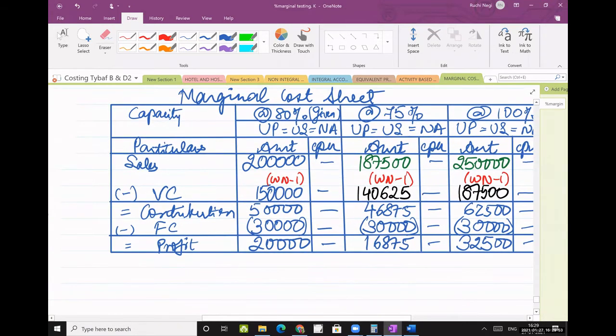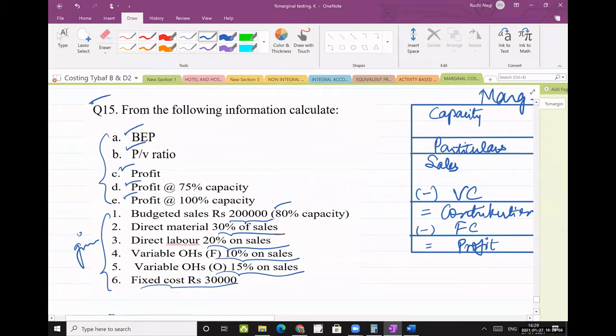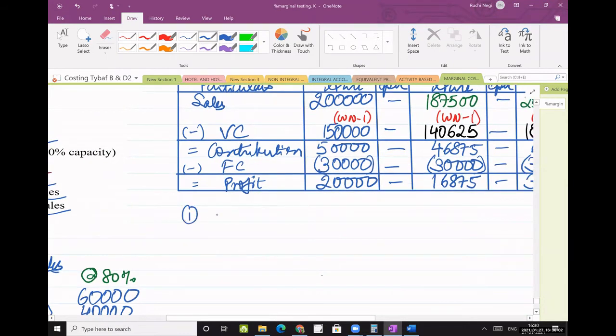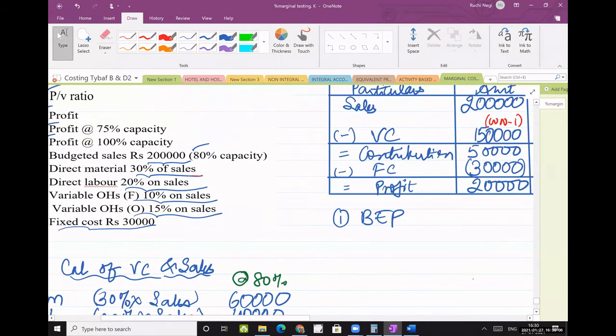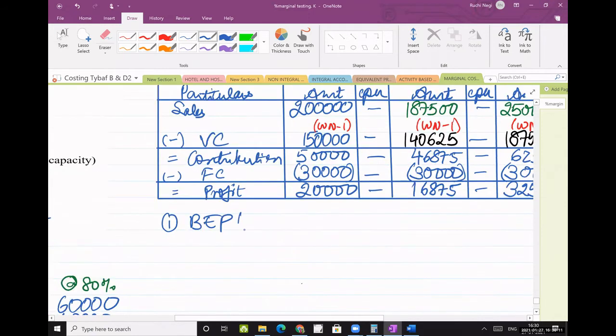Next, now once this is done, अब आपको क्या फाइंड करने को बोला है? BEP. चलो पहले BEP कैलकुलेट करते हैं. First we will calculate BEP. ठीक है, कुछ नहीं बोला है, मतलब BEP in rupees as well as units दोनों कैलकुलेट करना है. ठीक है, तो BEP in units is what?